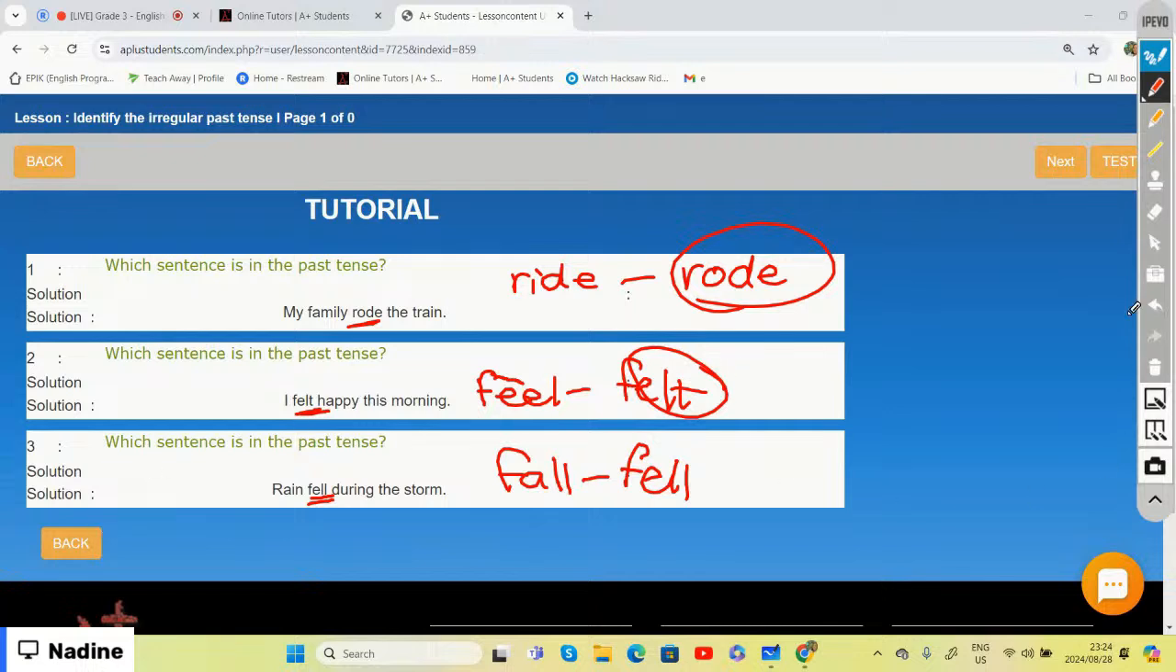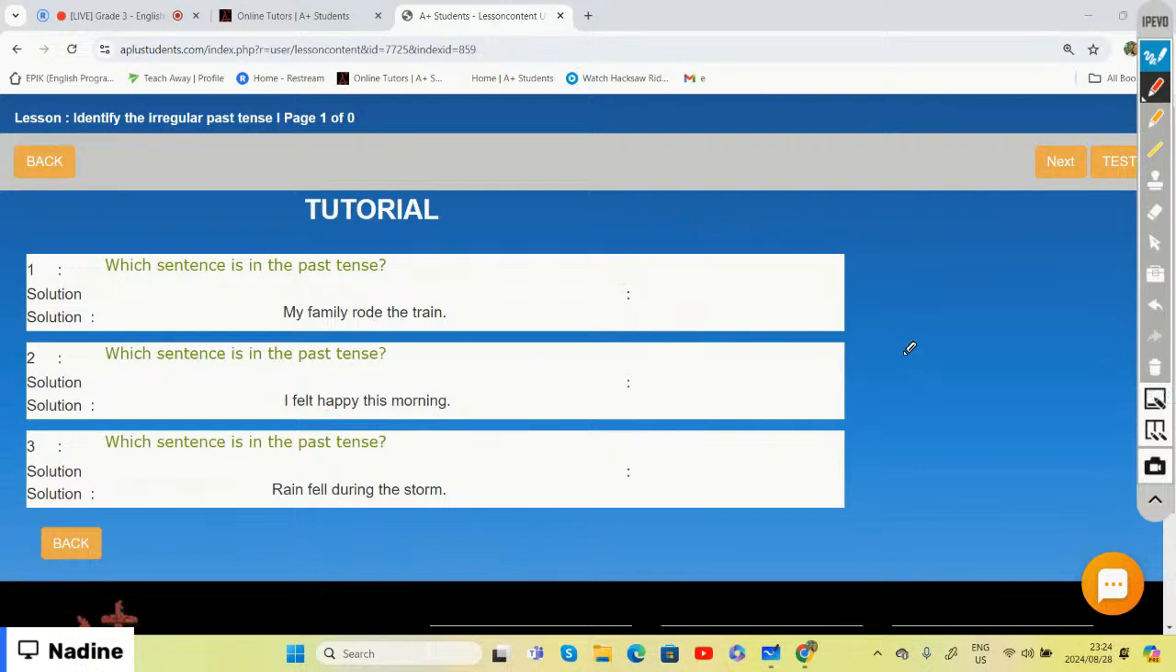All right. So now we're going to our test, right? Remember, we said that when it comes to our irregular past tense, we do not follow any rules. You're just going to have to remember how the words change, right? But we cannot say there's any rules where we add ed or d in order to show the irregular past tense. All right, so now we're going to our test.